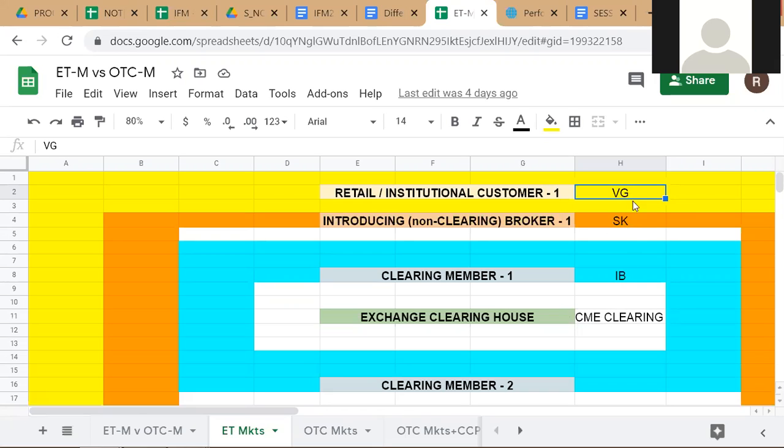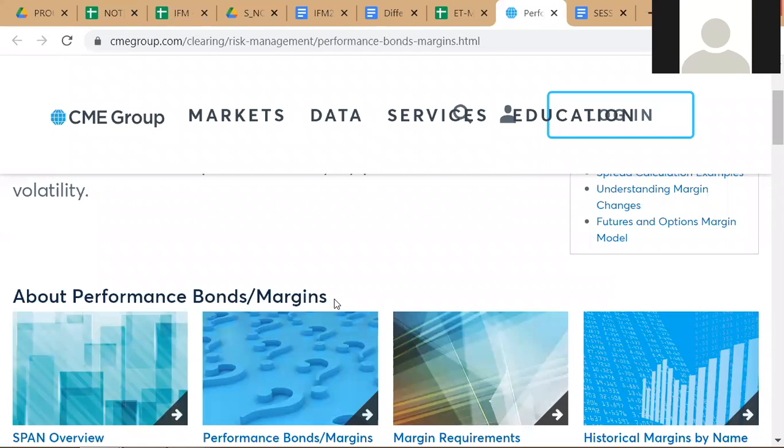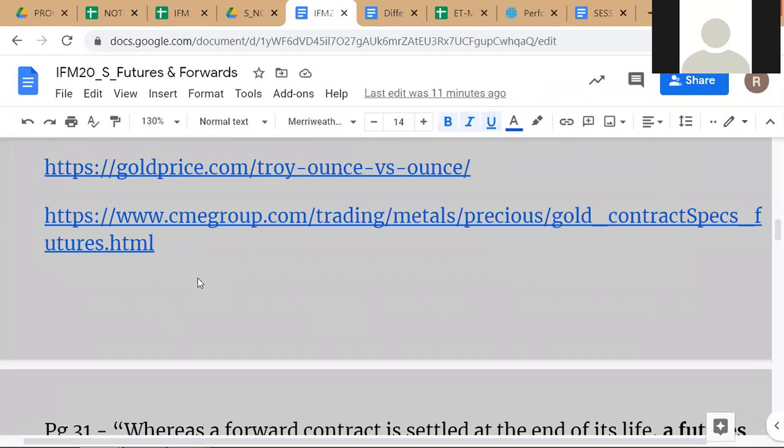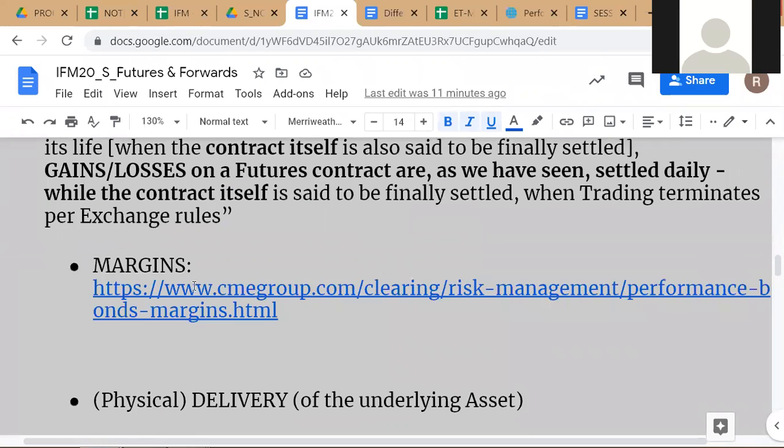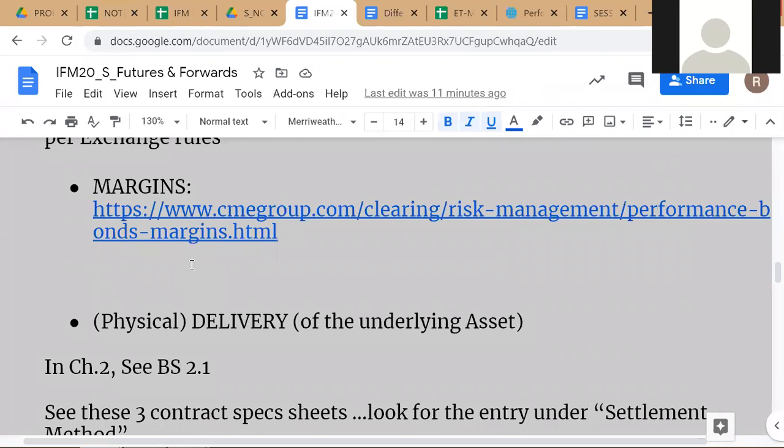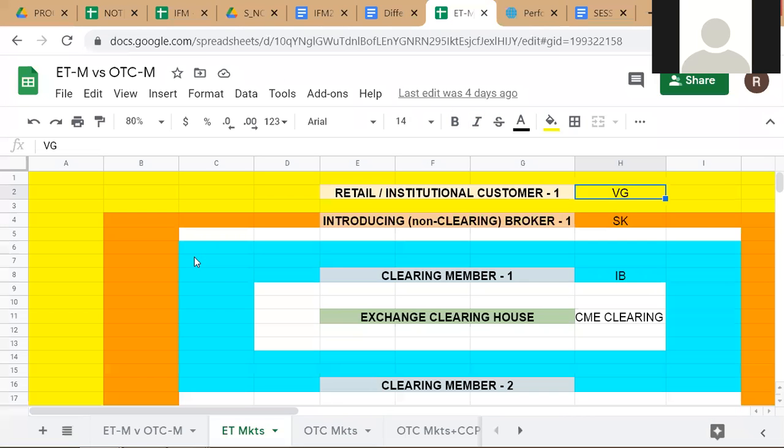So the money is already gone, and this guy has to post. These guys know how many transactions are open on account of this clearing member, Interactive Brokers, let's say, IB. So they are going to demand from them that for the number of contracts you have open, please post initial margin. Here I've given you a link to performance bonds and margins, where we go into the discussion of margins. There's of course a lot of discussion in the textbook itself. You can read about it, but I always want to give you a real life flavor.